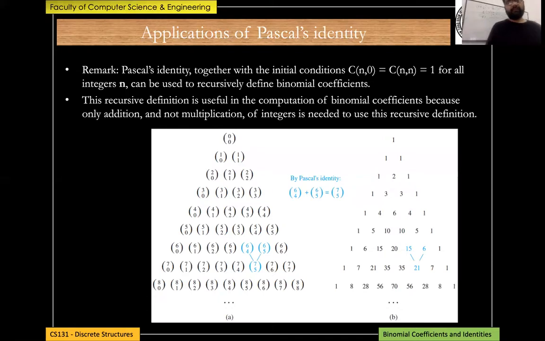So if you talk about Pascal's identity, together with the initial condition C(n,0) = C(n,n) = 1 for all integers n, we can use that to recursively define binomial coefficients. Instead of calculating each value itself, we can just use the previous two calculated values and define the binomial coefficients. Recursion is something that you'll see in the CS103 course, the computing course.